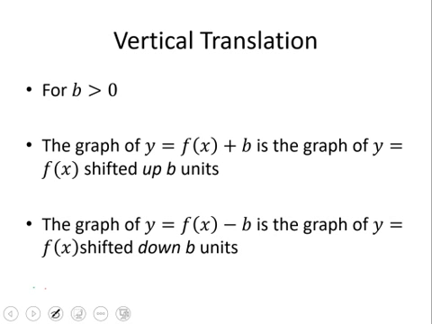Okay, so a vertical translation. A vertical translation is when you have a graph and you shift it vertically up and down. So you shift it either up or you shift it down. Okay, and that is when the b value is, assuming the b value is positive.